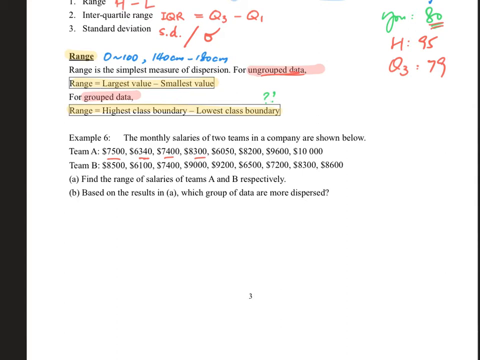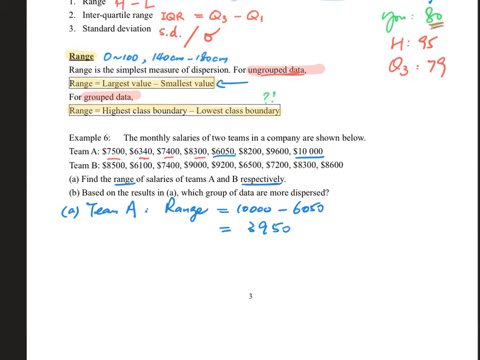Example 6 is a relatively easy question because it's just talking about range. It's asking you about the range of the salaries of team A and team B respectively, so you need to calculate it one by one. First of all, for team A, according to the formula, you just seek the largest value and smallest value, which is $10,000 and $6,050. So the range will be 10,000 minus 6050, which gives you 3950.